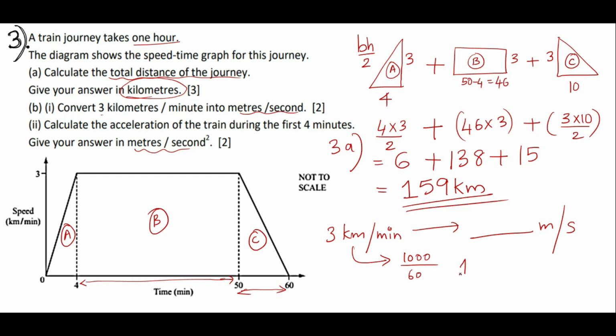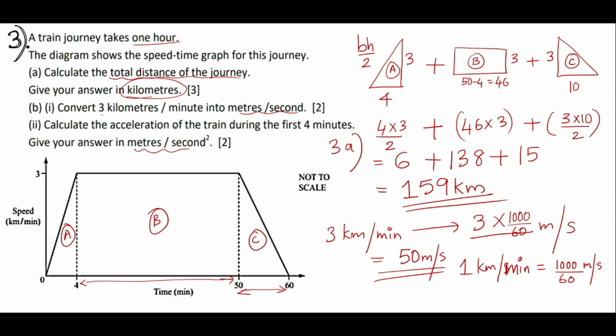So you can see 1 kilometer per minute is going to be equal to 1,000 over 60 meters per second. You can simplify it. So you can convert 3 kilometers per minute to meters per second by multiplying 3 with 1,000 over 60. When you simplify it further, your answer looks like 50 meters per second. So that's the answer for part bi.